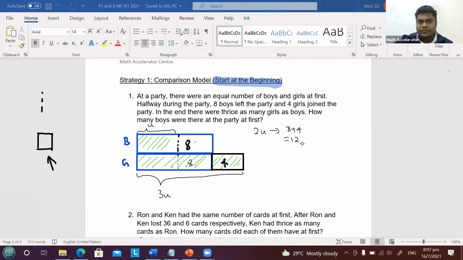So as the steps suggested earlier on, go and find for 1 unit. So 1 unit is 12 divided by 2, you will get 6. So the question is asking how many boys were there at the party at first. So at first there were 6 boys plus the 8 that left, right? Include them in, your answer is 14.